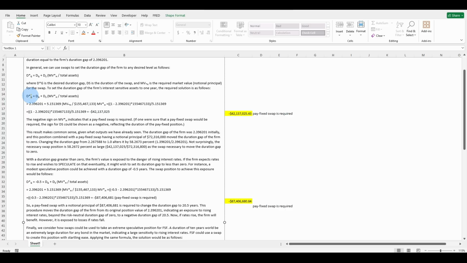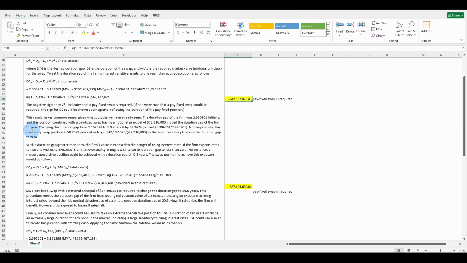D*G = DG + DS × MV / total assets. 1 = 2.39 + 5.15 × MV_H / 155, so MV_H = (1 − 2.39) × 155 / 5.15, which equals negative 42,137,025. Pay fixed swap. Got that? The negative sign on MV_H indicates that a pay fixed swap is required. If one were sure that a pay fixed swap would be required, the sign for DS would be shown as negative, reflecting the duration of the pay fixed position.